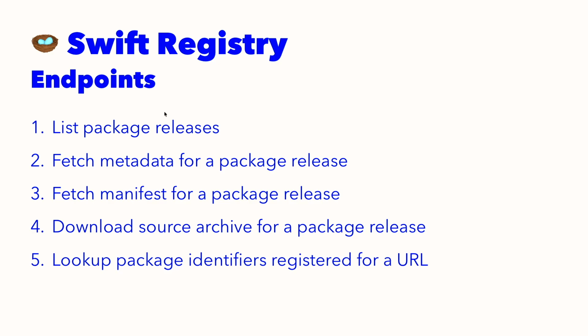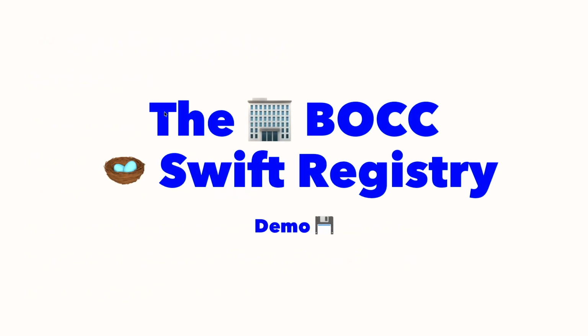We're going to talk more about this, but this is a way for you to associate a URL with an identifier in the package registry. And then, of course, you also have a means of actually publishing a package release through the service. So let's do a little demo of something that BOCC can do to get the packages running.